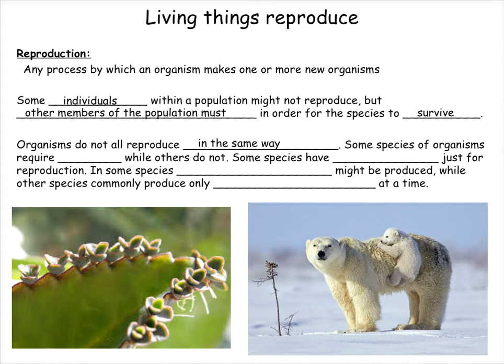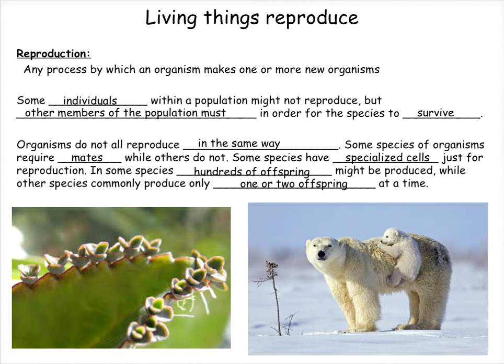Some species of organisms require mates, while others do not. Some species have specialized cells just for reproduction. In some species, hundreds of offspring might be produced, while in others, only one or two will be produced at a time. We can actually see this below.